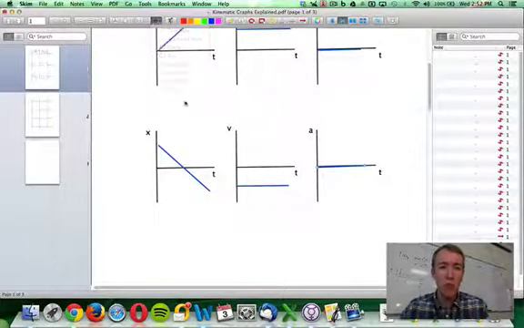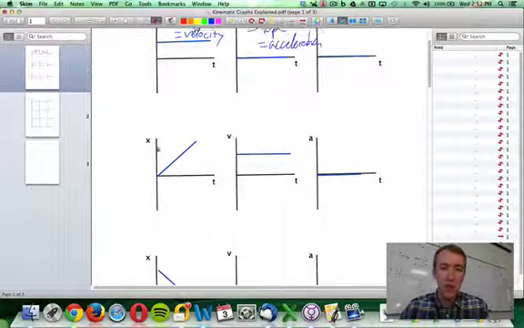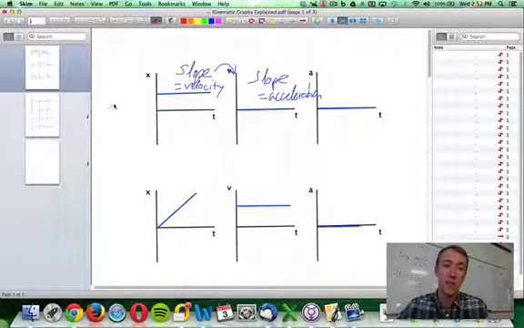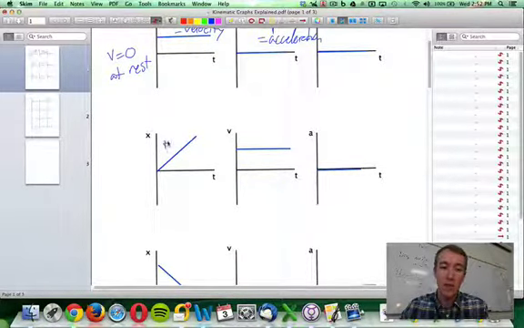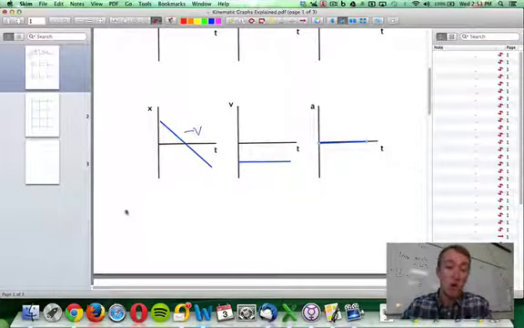Let's look at all three of these graphs again. This one has a constant velocity. This one has a constant velocity. And this one has a constant velocity. This is a special case where the velocity is 0 or you're at rest. This one has a positive velocity, and this one had a negative velocity. All three of these cases are constant velocity.